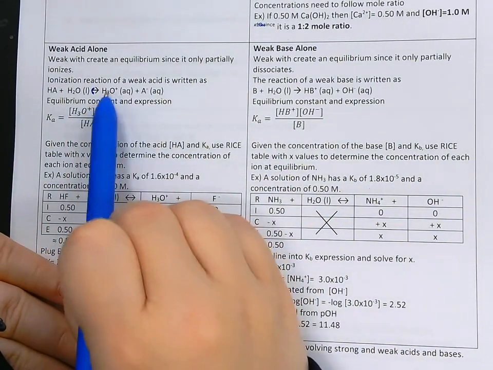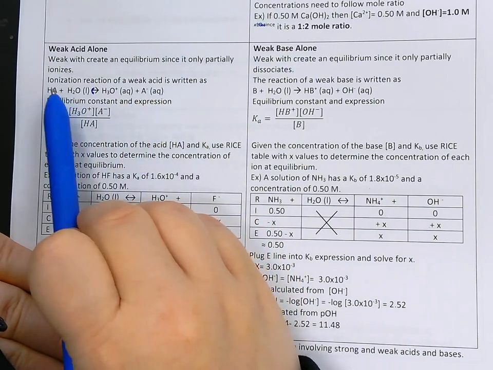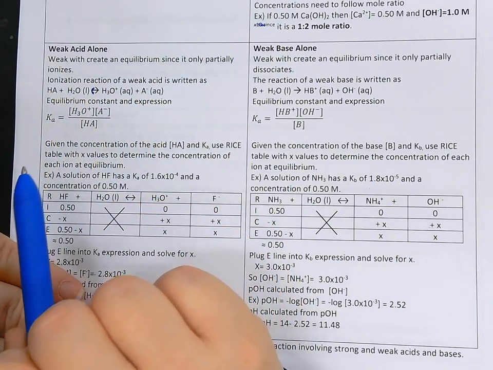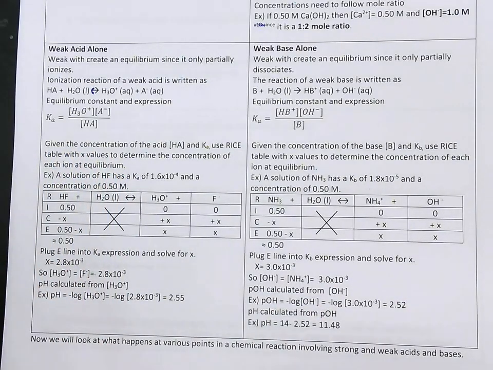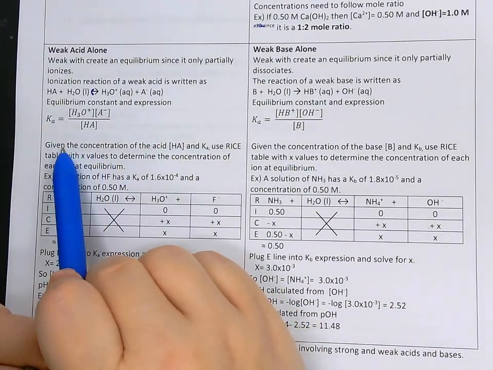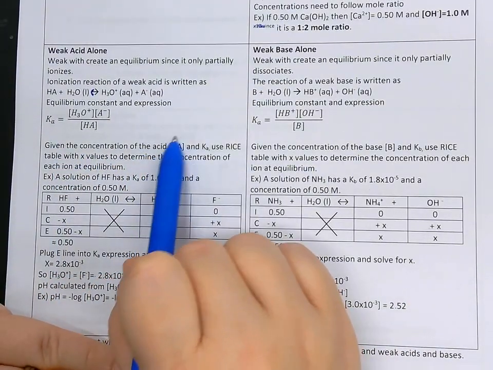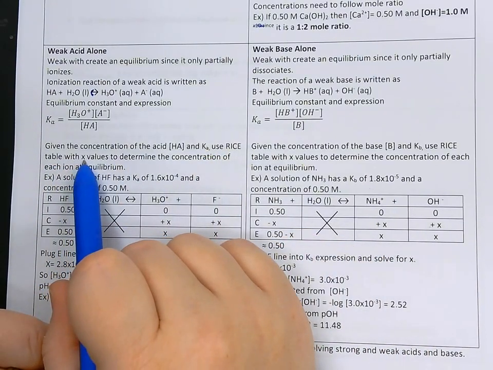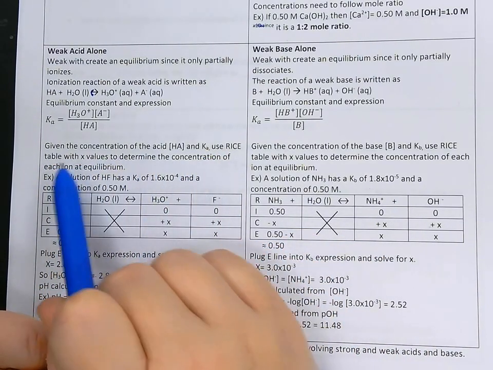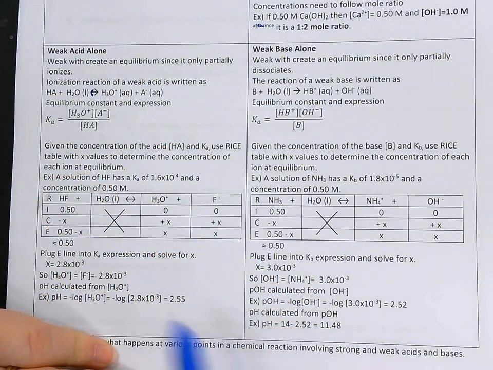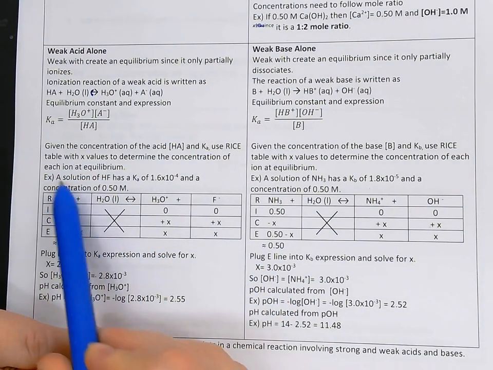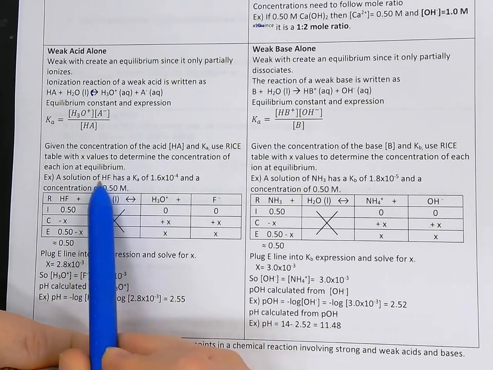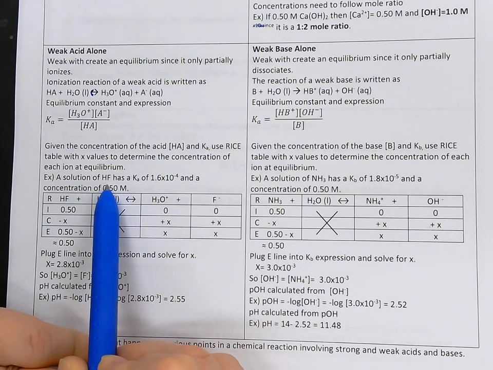We've got our products concentrations divided by our reactants. We leave out the water because it's a liquid. And then we can actually solve this, right? If we wanted to do an example, if we're given the concentration of our weak acid and our Ka value, we can use a RICE table with X values in it to determine the concentration of each ion at equilibrium. So if we have a solution of HF, remember HF is that tricky one. We feel like it should be strong, but it is weak.